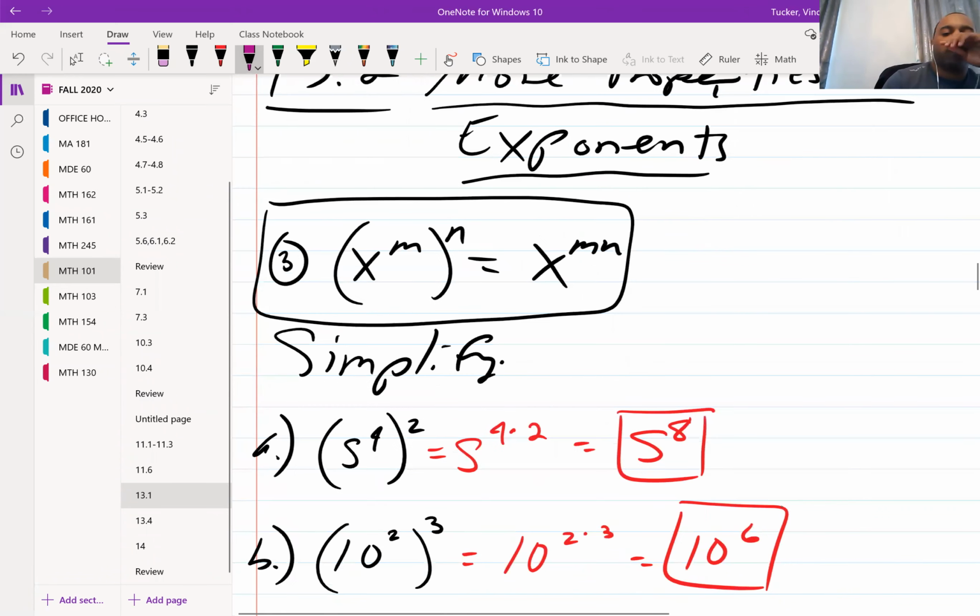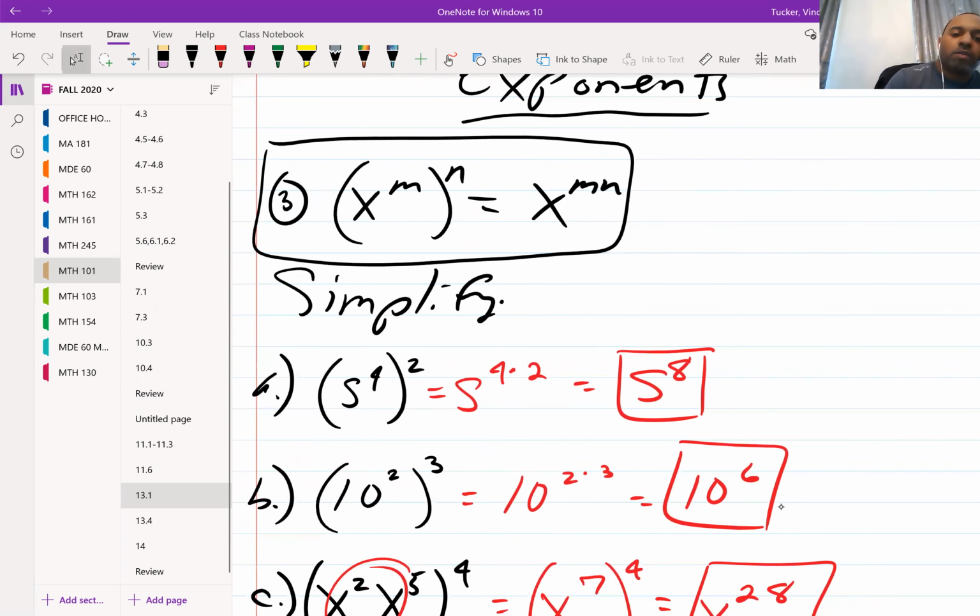So looking at A, we have S, that's an S, not a 5. S to the fourth power raised to the second power, S to the fourth power squared. So once again, when you raise a power to a power, you're going to multiply your exponents. And so it's 4 times 2, which is S to the 8th.